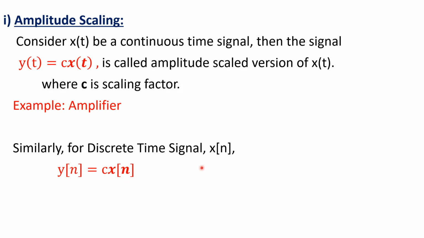Similarly, in discrete time signal, suppose x of n is a discrete time signal, then the output y of n can be represented as y of n is equal to c x of n. Here also c is scaling factor. Thus, amplitude scaling will increase the amplitude of the signal in discrete time signal as well as continuous time signal.